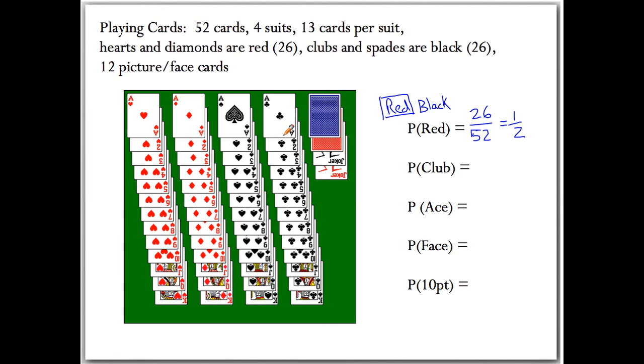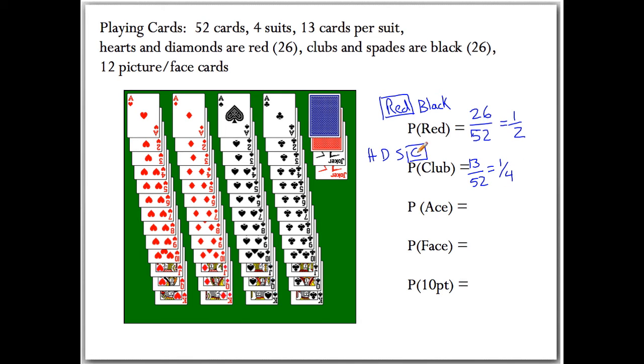Well, how many clubs are there? Well, there are 13 cards per suit, so we know we have 13 cards out of a total of 52. Now, another way to think about that is that there are 4 suits. So we have our hearts, we have diamonds, we have spades, and we have clubs. So if we're thinking about this, that they're all equal, then the clubs are actually 1 out of a total of 4.